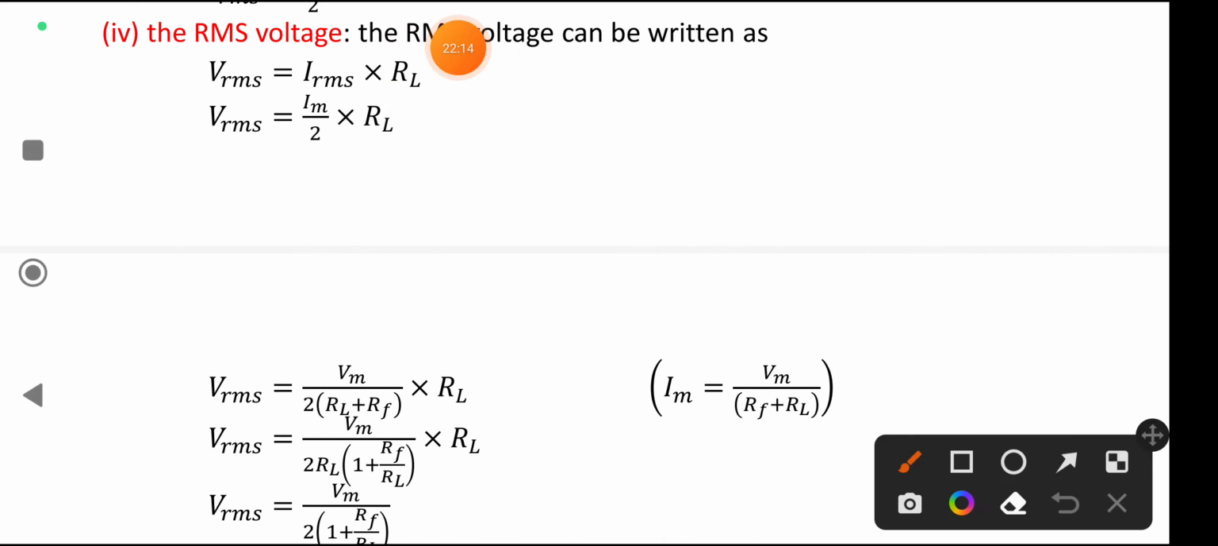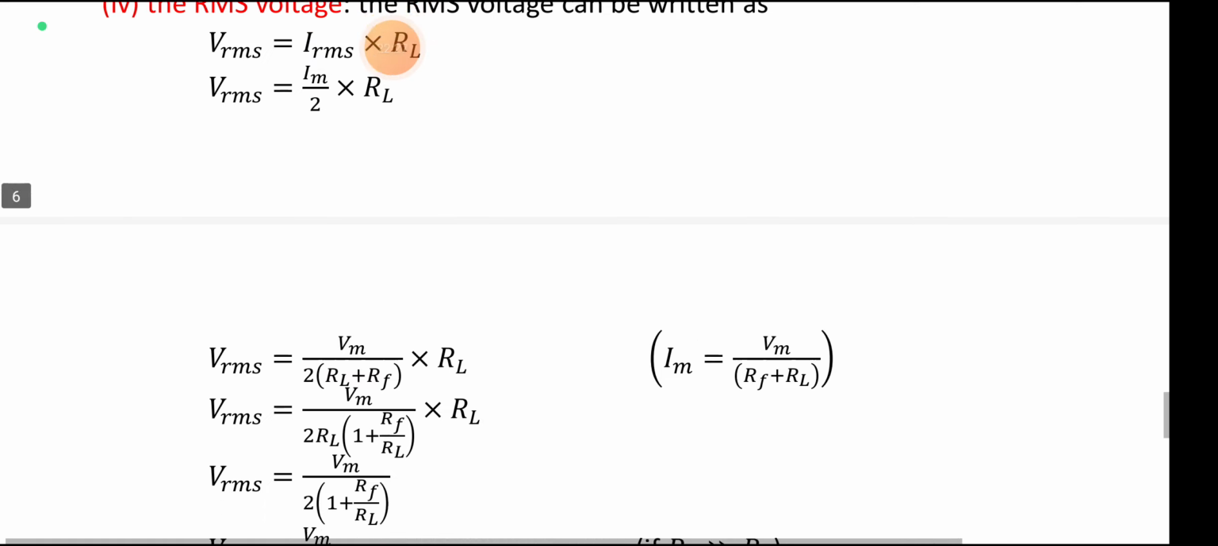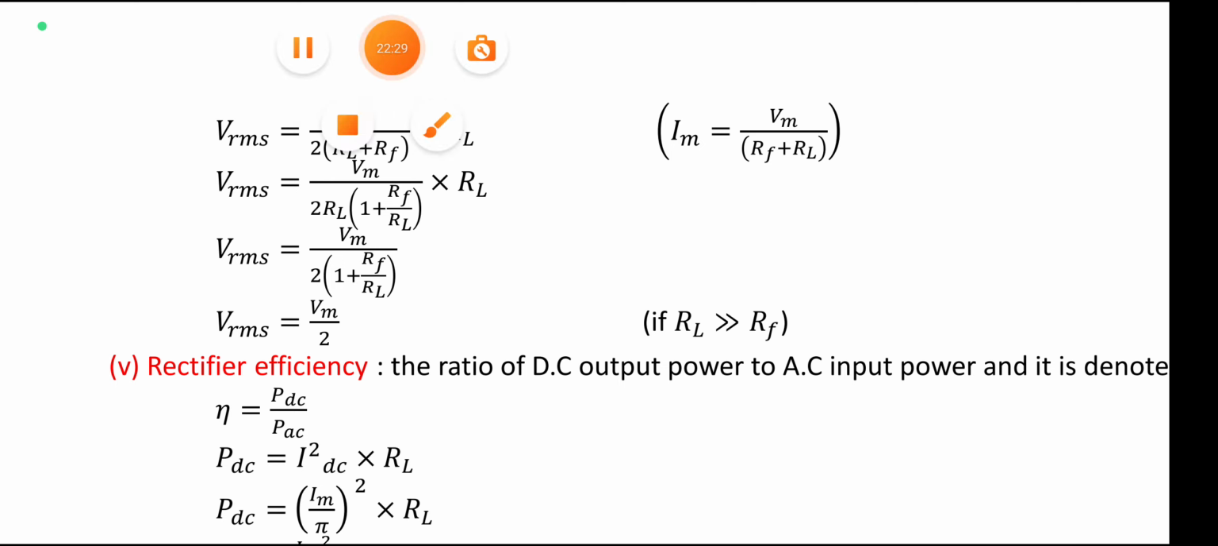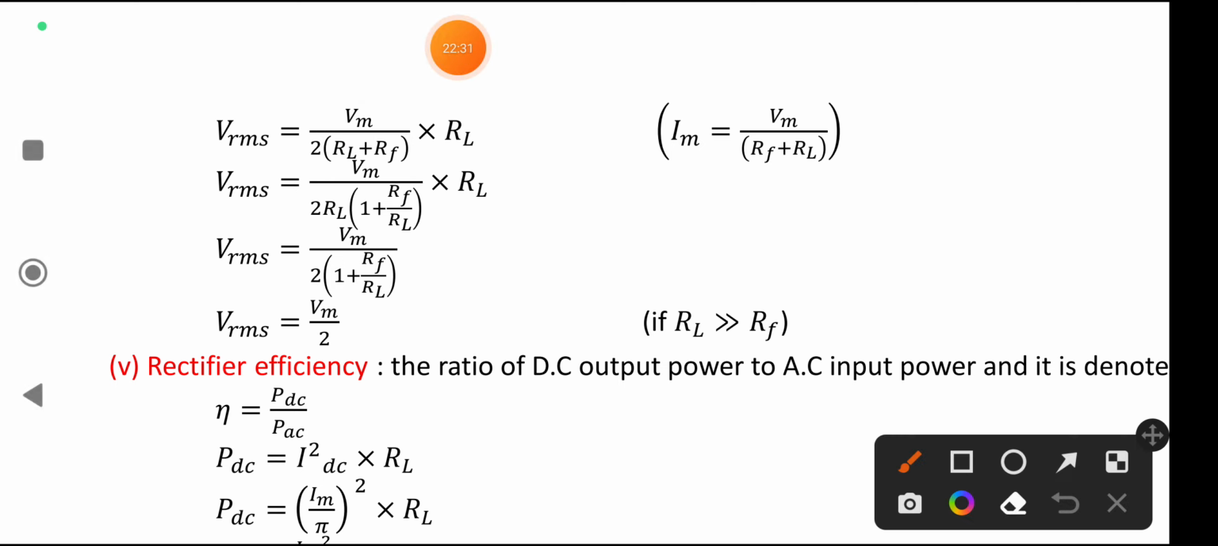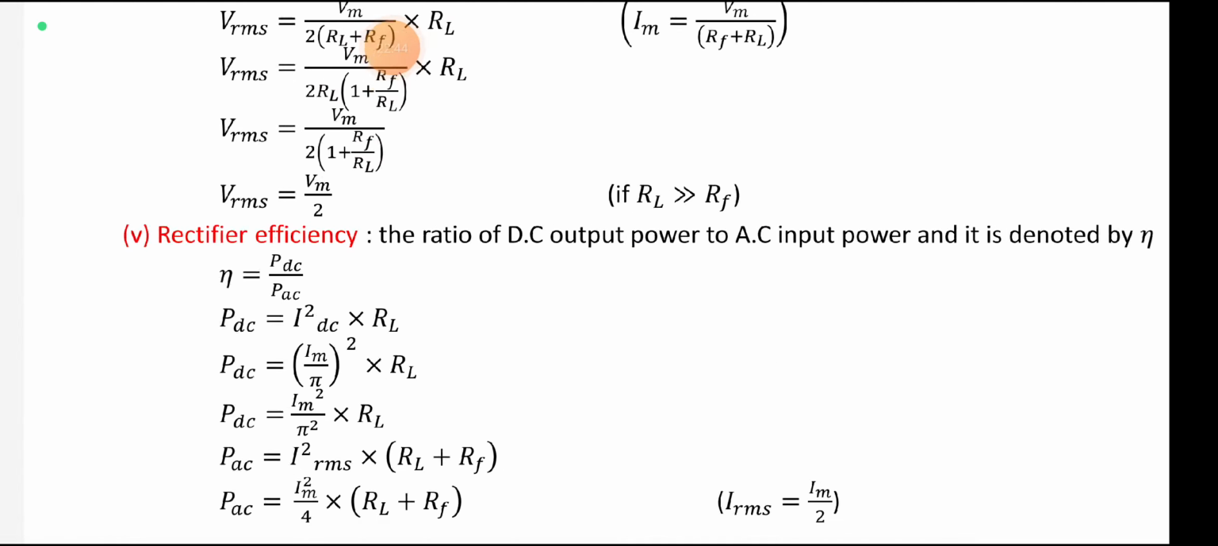Okay, now Vrms is equal to, just now I got Irms as Im by 2. But we know the Im value is this one. Take this value and substitute here, so 2 is also written as it is into RL. Now take RL common outside. If you take RL common, RL gets cancelled, then you get this one. So if you apply this condition, then this term becomes 0, neglected, then Vm by 2. Next, efficiency.